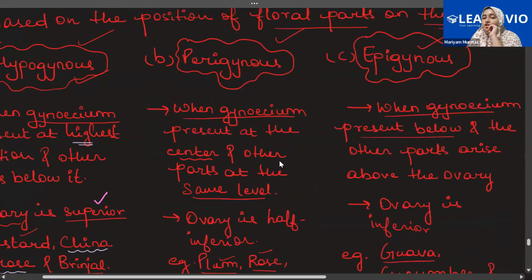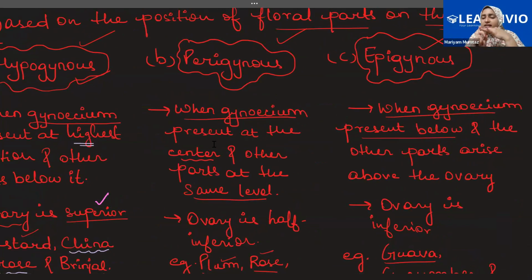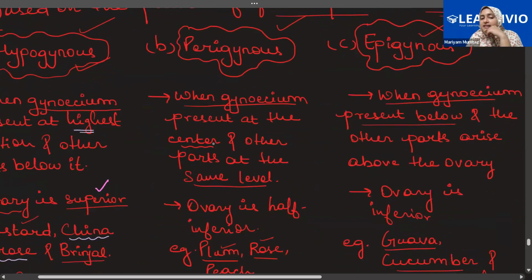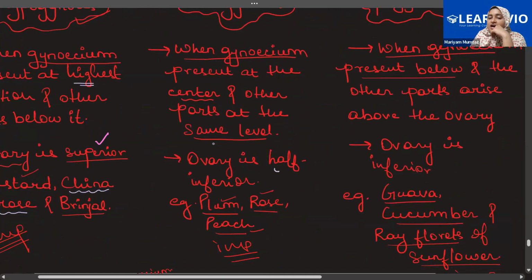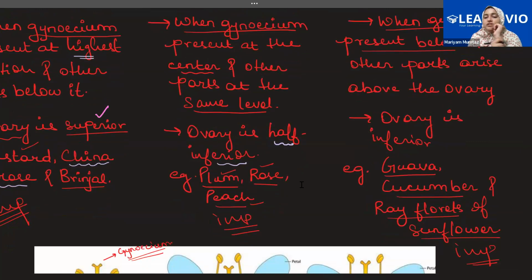See, when gynoecium is present at the center, it's not above, it's not below, it's present right at the center, and the other parts are at the same level, meaning the petals and the other parts are at the same level as the gynoecium, then that is called the perigynous condition. And here the ovary is half inferior. In hypogynous, the ovary was superior. Here, the ovary is half inferior. All of the beautiful examples are here. Plum, rose, and peach.